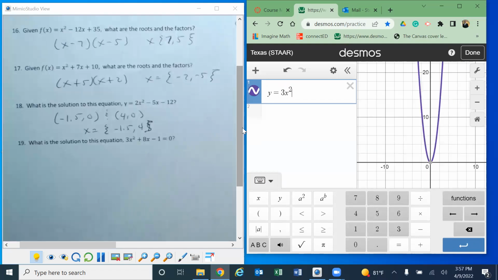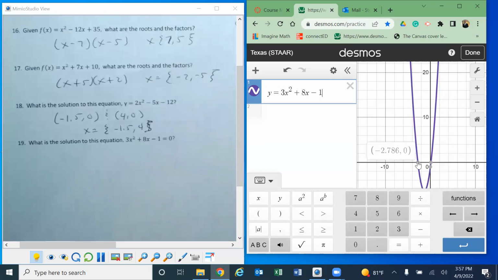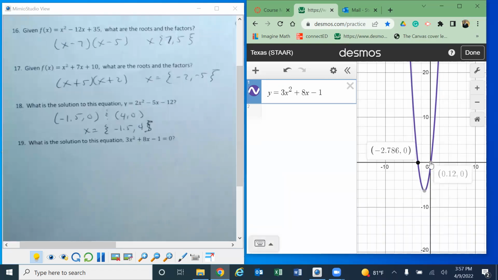All right, hit tab, plus 8x minus 1. Okay, so there we go. And so you can see here, look, there's one answer right there. There's the other one right there. And so I can see the two right there.